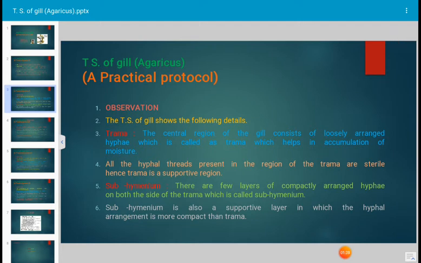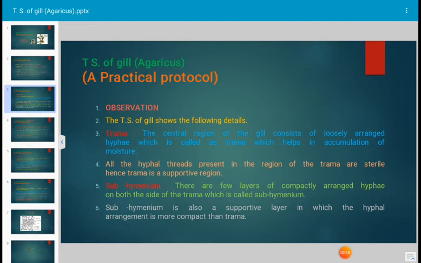The transverse section of gill shows the following details, that is the central layer, that is trama. It is the central region of the gill that consists of loosely arranged hyphae which are called trama. And this trama accumulates more moisture because the hyphae are arranged loosely and there are many interhyphal spaces left. And all the hyphal threads present in this region, they are sterile, hence trama is supportive in function. It is a supportive region of the gill.